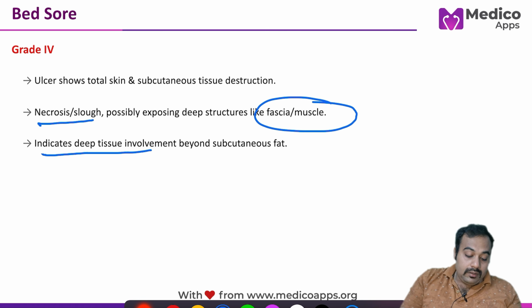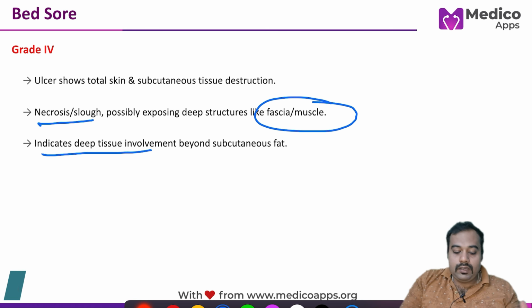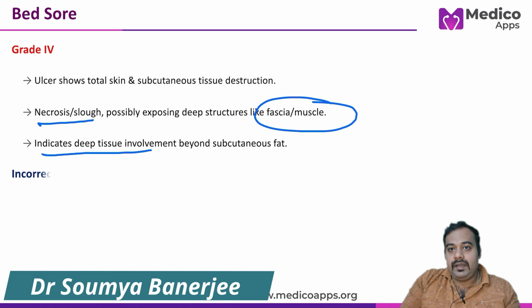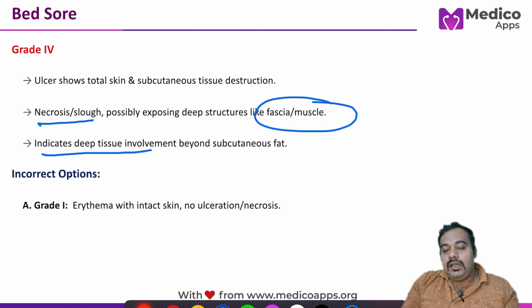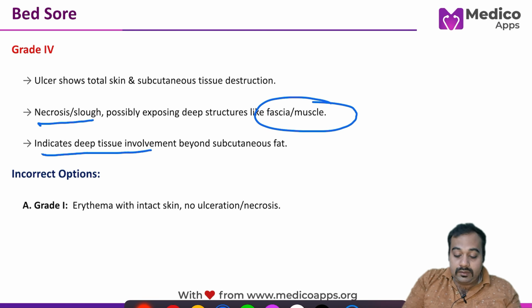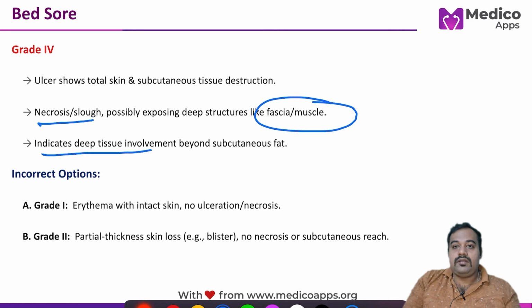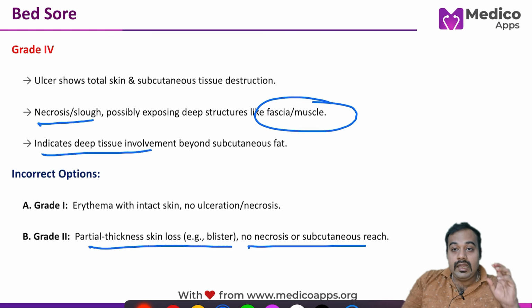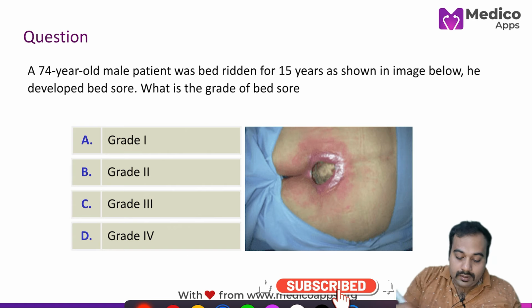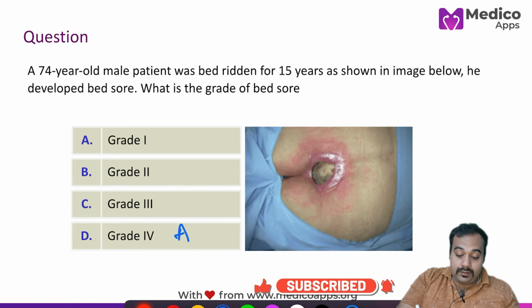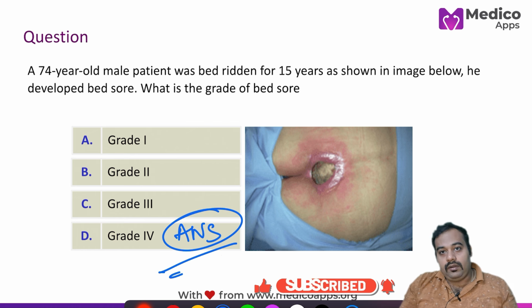Okay. So regarding the incorrect options, obviously your grade 1, you know, is basically simple erythema with intact skin without any breach of the dermis and epidermis. Grade 2, partial thickness skin loss with a blister, no necrosis, and the subcutaneous tissue not reached. Grade 3 means full thickness loss with involvement of the subcutaneous tissue, but without involvement of muscle and bone. That's it. So here your answer is going to be grade 4 because of this slough or necrotic tissue. That's it.